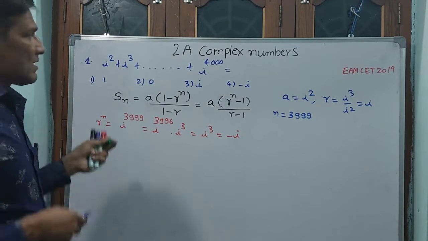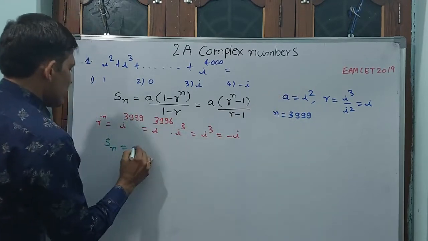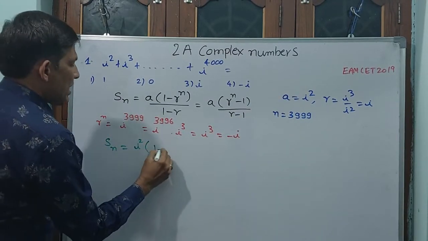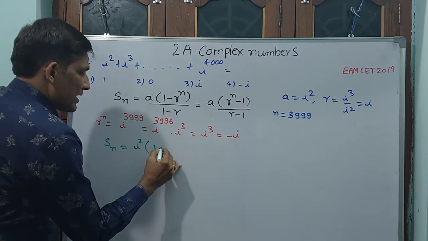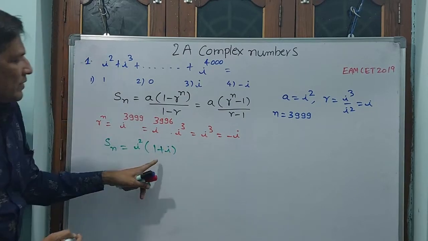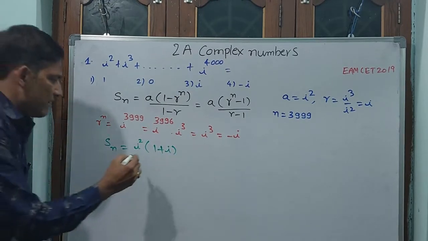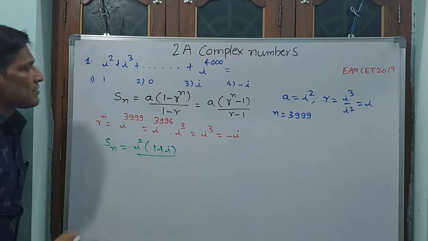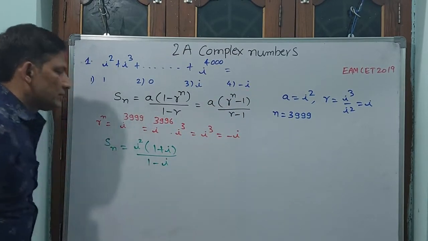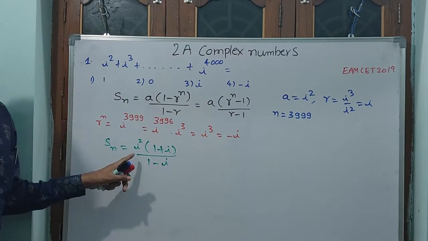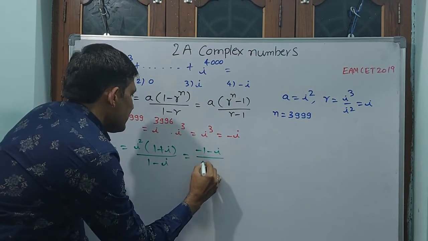Now we substitute Sn. Why? Because we have to find the Sn. Sn, sum of the terms, is equal to a is i square, into 1 minus r to the power of n. r to the power of n value has come minus i. That means see, minus of minus i, shall I write plus i directly? 1 minus i. 1 plus i, divided by 1 minus r. 1 minus r is what? 1 minus i. Okay. But i square value we know, minus 1. That means what will happen here? Minus 1 minus i divided by 1 minus i.